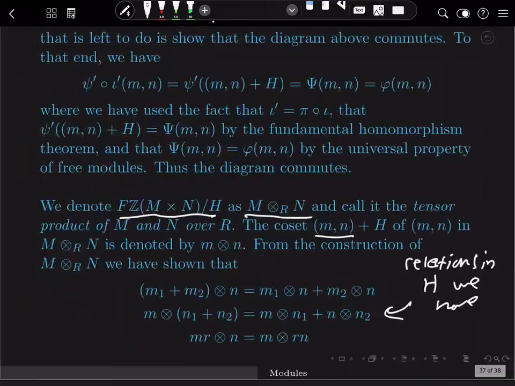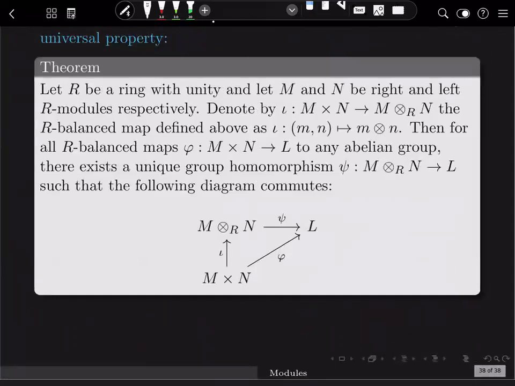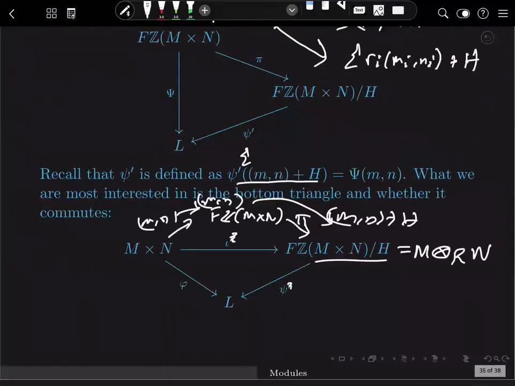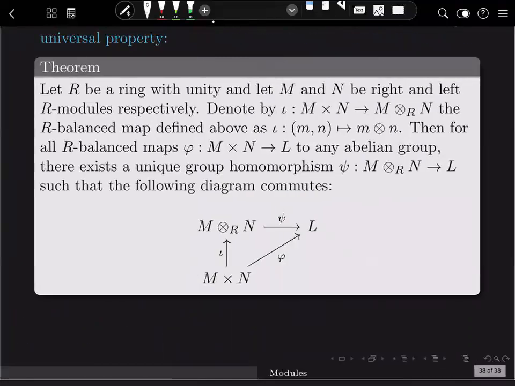So this is the same as this diagram, except we're just relabeling things. So now this is M tensored over R with N. This is our same L. This we're calling iota. This we're just calling psi. So we relabeled some things, but we've shown that this is the universal property that the tensor product satisfies.